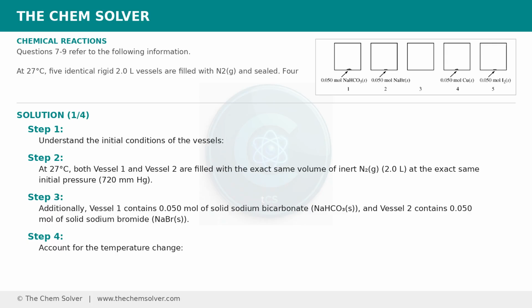Understand the initial conditions of the vessels. At 27 degrees Celsius, both vessel 1 and vessel 2 are filled with the exact same volume of inert N2, 2.0 liters, at the exact same initial pressure, 720 millimeters Hg. Additionally, vessel 1 contains 0.050 moles of solid sodium bicarbonate, NaHCO3, and vessel 2 contains 0.050 moles of solid sodium bromide, NaBr.